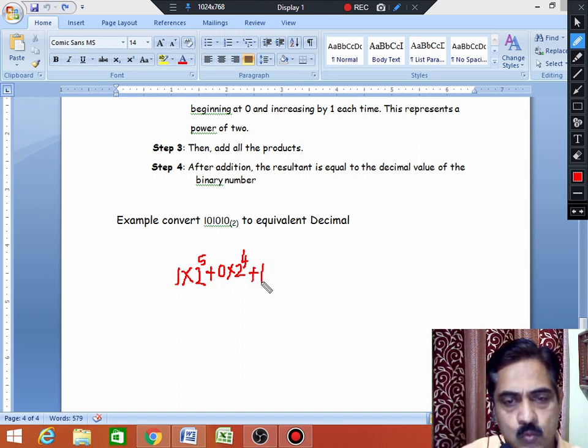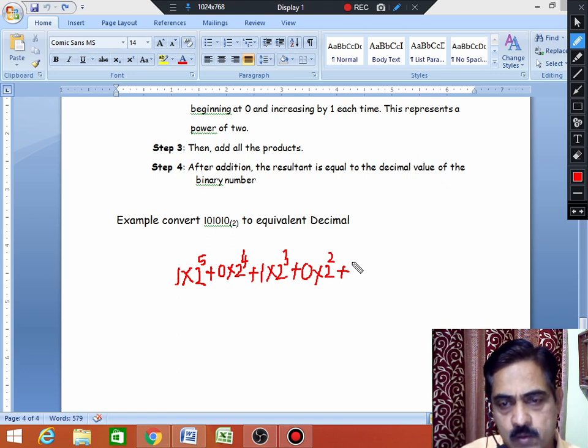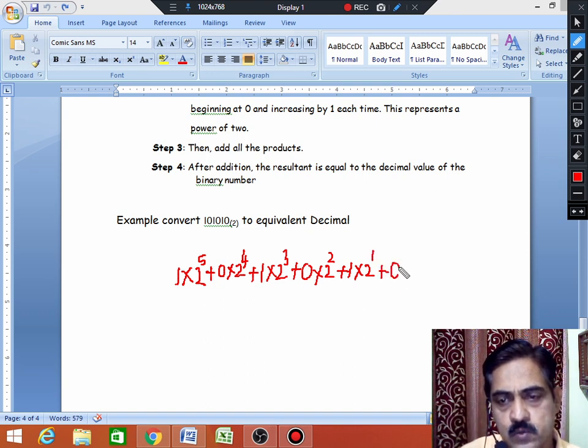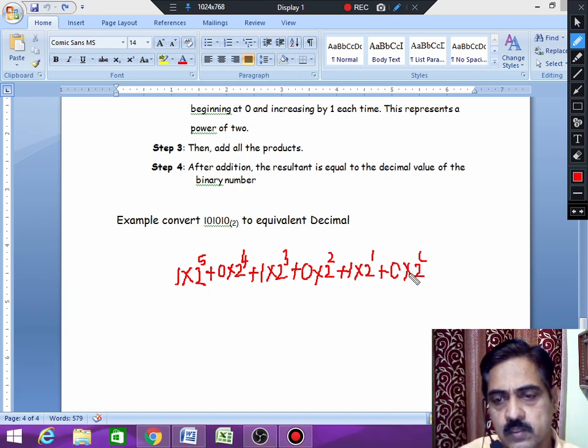plus 1 into 2 to the power of 3, plus 0 into 2 to the power of 2, plus 1 into 2 to the power of 1, plus 0 into 2 to the power of 0. So I am writing this one as 2 to the power of 0.